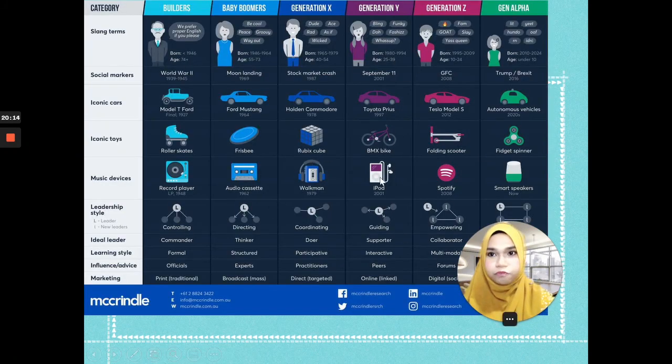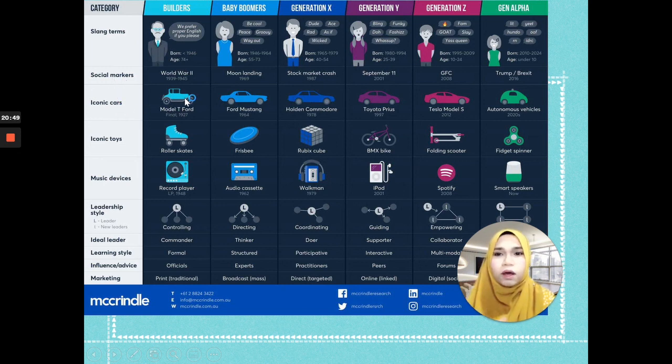Now, from this particular slide, you can see how generational marketing is being done. Because they can see that we don't cover the builders. Builders are those people from the generation before the baby boomers. Builders are also known as the lost generation, because these are the people who survived World War II. You can see their slang terms, social markers, and their iconic cars.